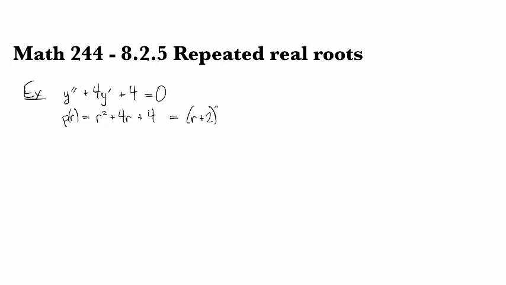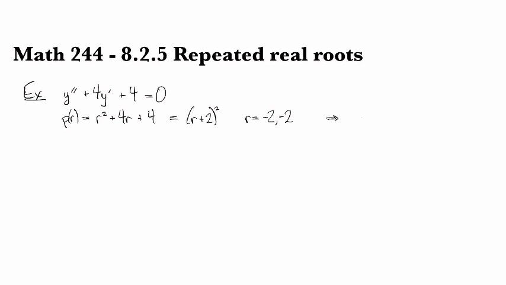Now we look at a situation where the characteristic polynomial gives us repeated real roots. So let's take as our example y double prime plus 4y prime plus 4y equals 0. Okay, then the characteristic polynomial for this one is going to be r squared plus 4r plus 4. And this one factors into (r plus 2) quantity squared. So we end up with roots minus 2 and minus 2.